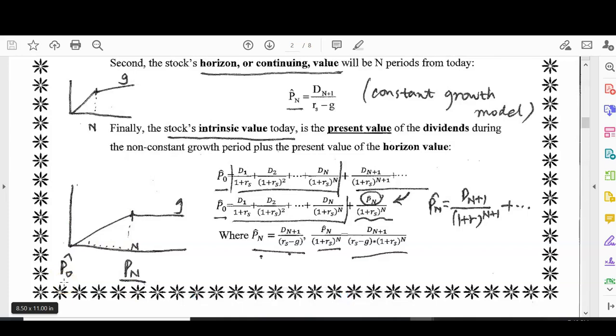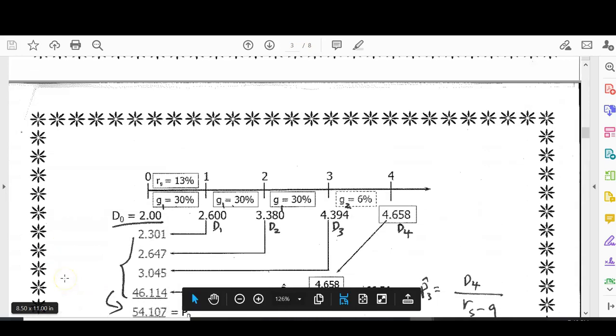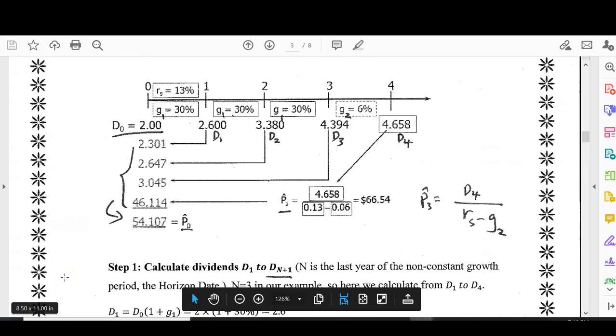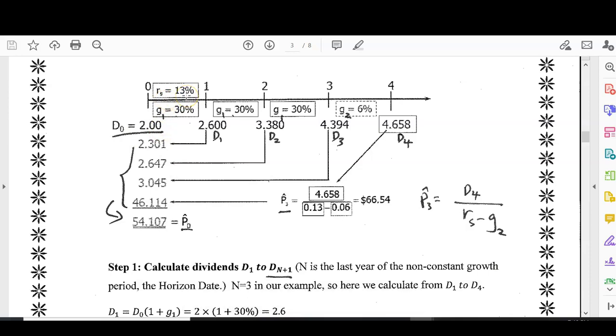This may look a little bit abstract, but let's look at this specific example so you could be clearer about this case. Okay, again, we know D0 is 2. We know Rs is 13% from the question. We know that G1 equals 30% for the first, second, and third year. But after the third year, we have G2, the constant growth rate of 6%.